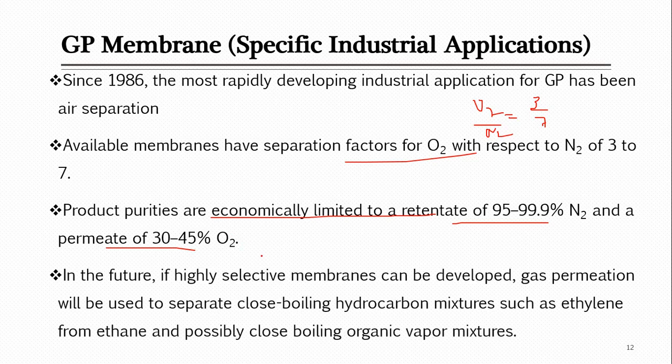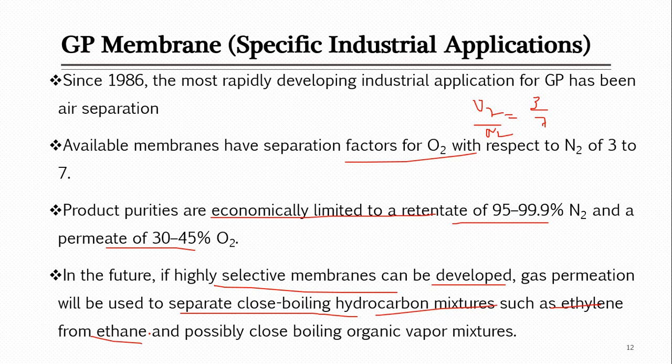So if you look at membranes, these can be used for separation of very close boiling hydrocarbons. If these highly selective membranes are developed in the future, he mentioned these can be used even to separate ethylene and ethane. These will be close boiling hydrocarbons. One is saturated and the other is unsaturated hydrocarbon, but both are C2. So due to their close boiling points, it's very difficult to separate them with the help of distillation.